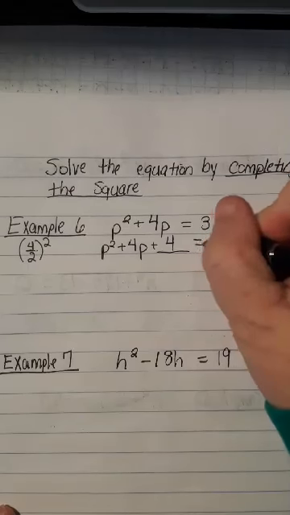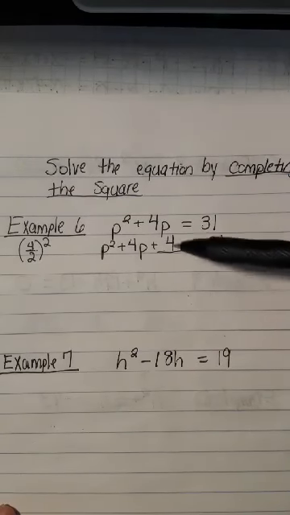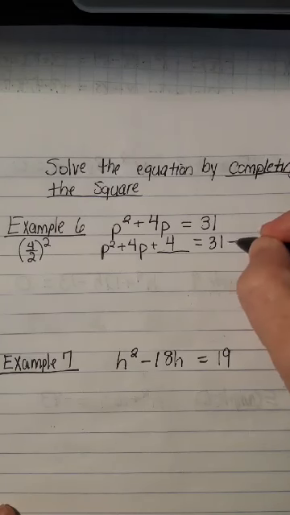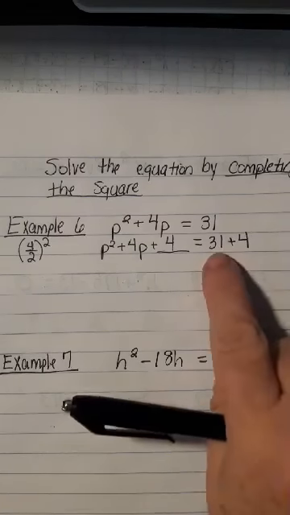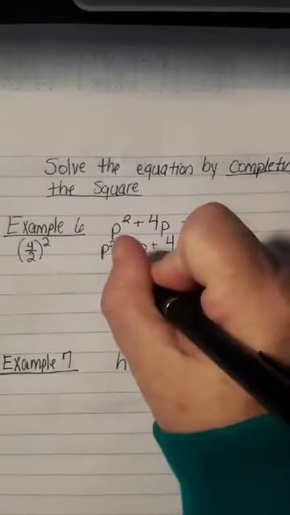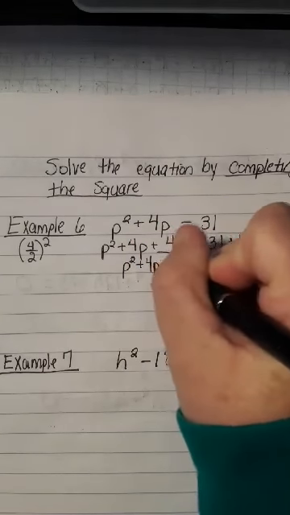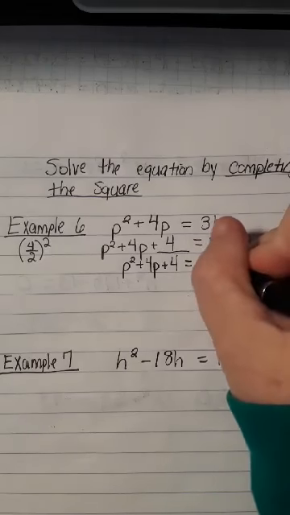Well, y'all know what happens in equations. You've got to keep them balanced. So if you take an equation and you add something to one side, you've got to add that same exact thing to the other side. So we've got to add the plus 4 over here on the right side. And then once we do that, we've got to simplify this 31 plus 4. So we've got p squared plus 4p plus 4 equals 31 plus 4 is 35.